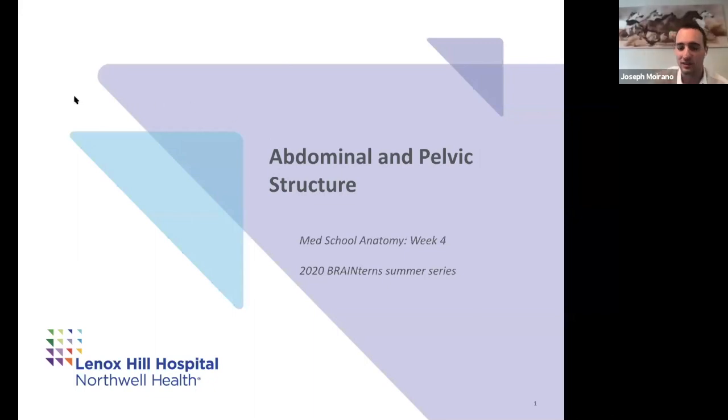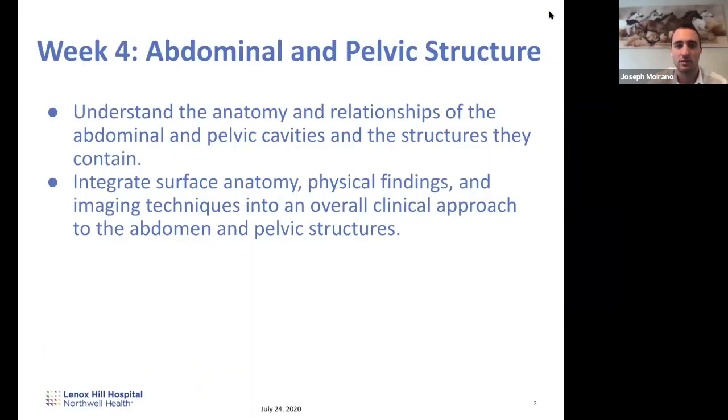Okay. So good. We're going to get started right away. Today we're going to be doing abdominal and pelvic structure. These are the learning objectives and things we want to accomplish today. That's understanding the anatomy and relationships of the abdominal and pelvic cavities and the structures within them. And then we're going to integrate surface anatomy, physical findings, and imaging to get an overall clinical approach of what's going on in the abdomen and within the pelvis.